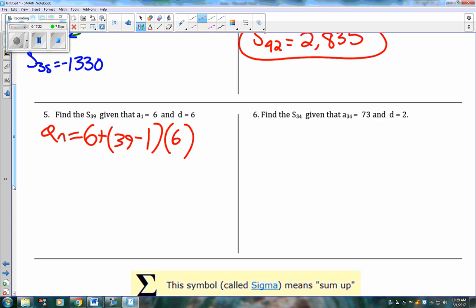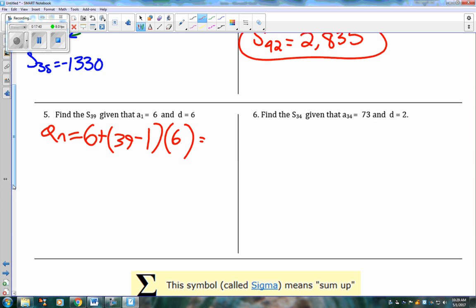So the common difference is 6, right? And the term is 39. You can't just multiply those together to get the last one. You would have to do this formula, the top formula, the last one.